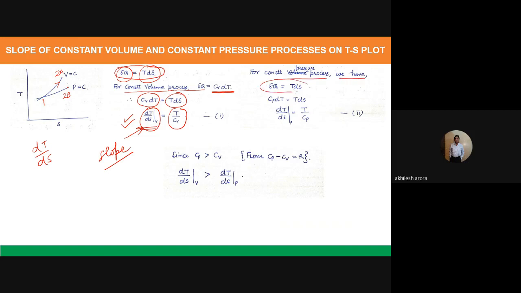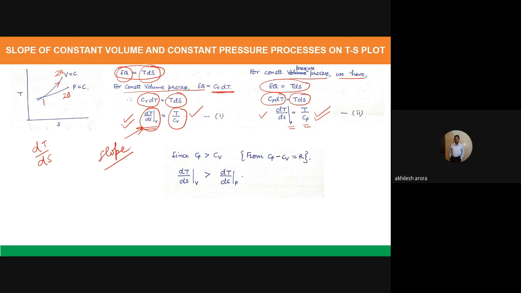Once again, same equation. Now the delta Q in case of a constant pressure process is given by Cp delta T, or CpdT, and it is equal to TdS, and from there I calculate the value of dT by dS at constant pressure, and it comes out to be T by Cp. So now I have got two equations, and in both the cases I have calculated the slope at constant volume and constant pressure.